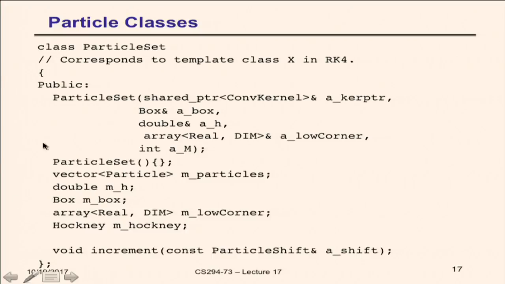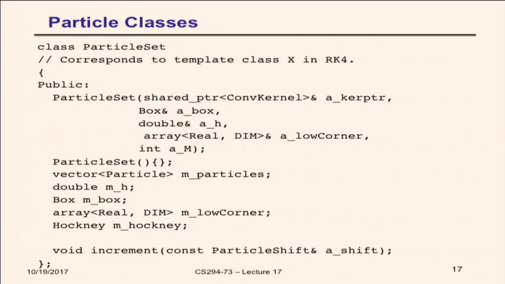So what else are you going to have to provide? You provide a constructor, and you have a default constructor. The state that you're going to store is a collection of particles, a vector of things of type particle, a single particle. Mesh spacing, a box defining the array, again the array of reals defining the low corner, and then this Hockney. There's a Hockney class here that implements Hockney's method for discrete convolutions.